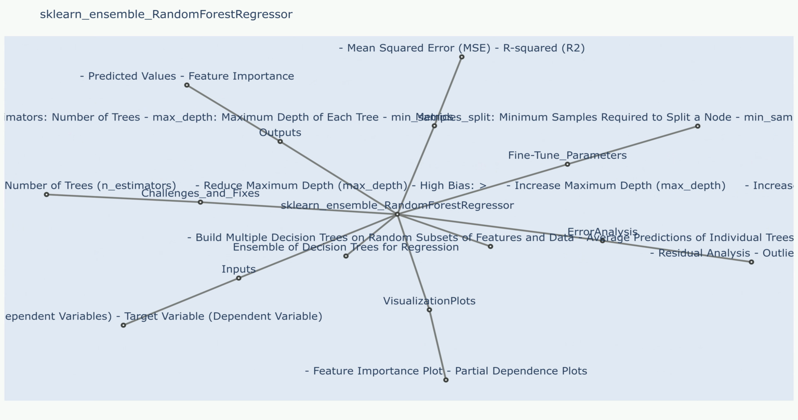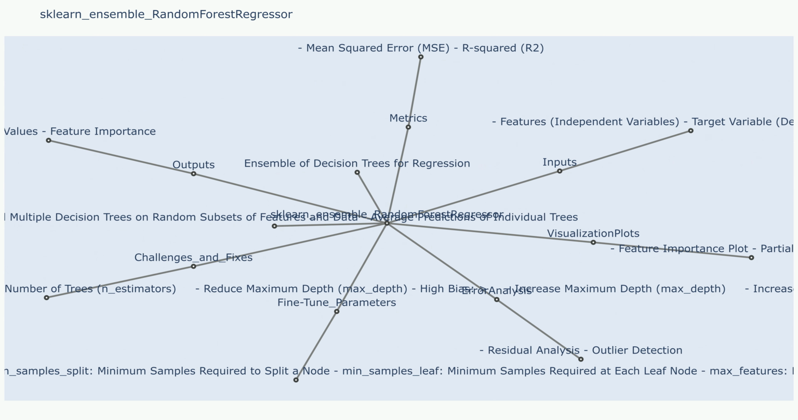Visualization plots. Visualization plot 1. Feature importance plot displays the importance scores of each feature, providing insights into which features have the most significant influence on the model's predictions. Visualization plot 2. Partial dependence plots visualize the relationship between a single feature and the target variable, while holding other features constant. They help understand the impact of individual features on the model's predictions.